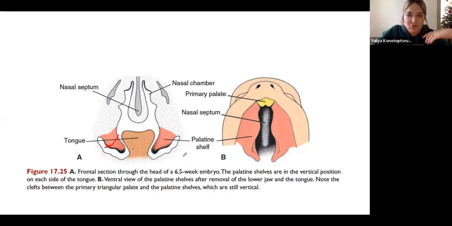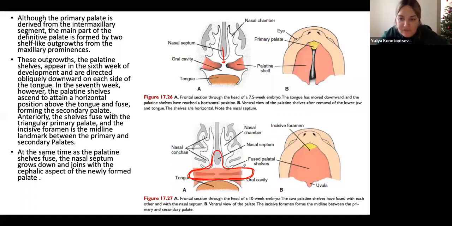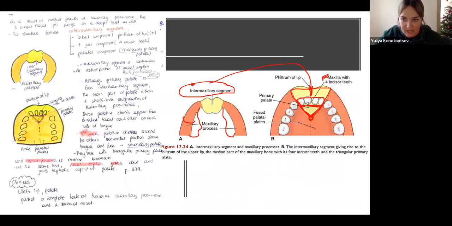What should happen? They should ascend, they should go up a little bit, and wait for the nasal septum to come down so all of the three tissues can fuse together. So the nasal septum should fuse together with the two palatine shelves to create a structure which is now known as the secondary palate. So this thing right here is your secondary palate. Remember that the primary palate was just a little tiny triangular area right here.